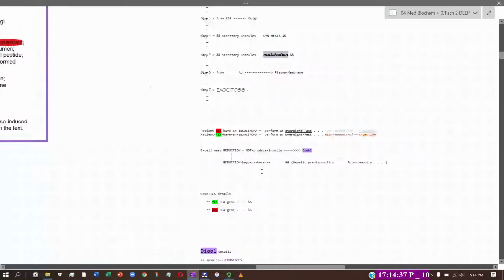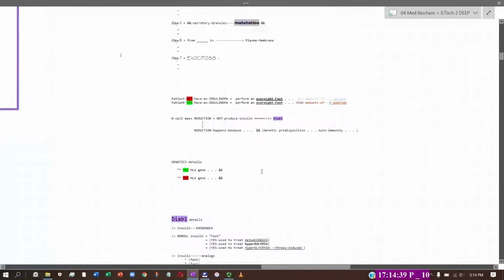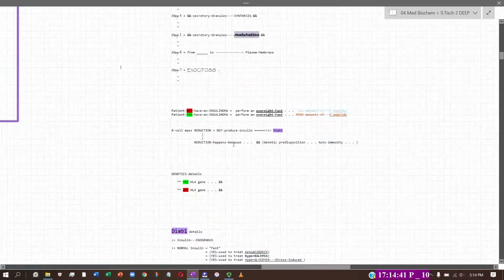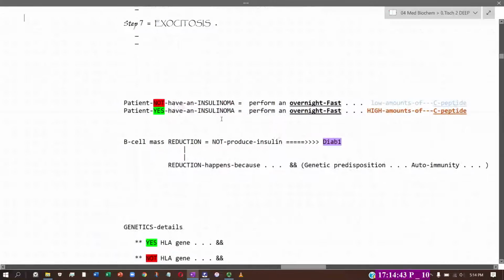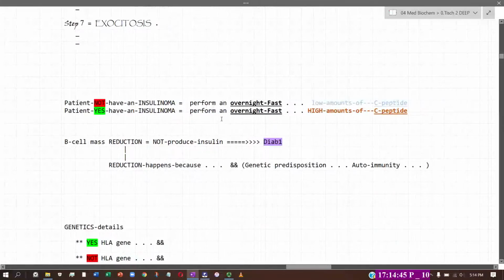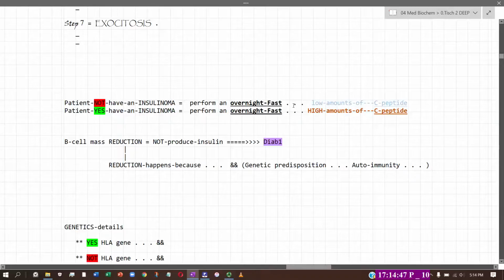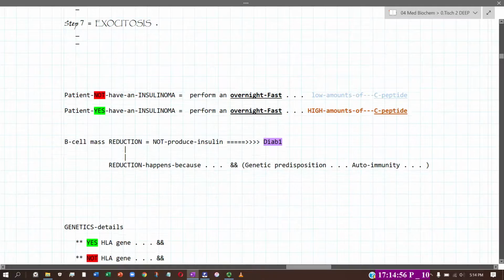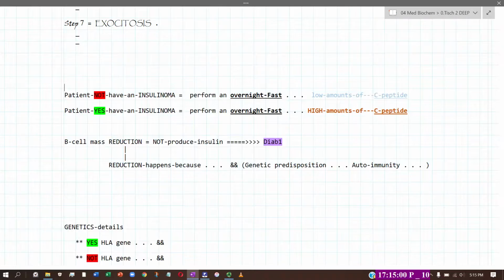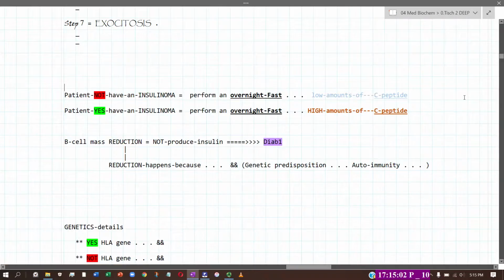Cool. Some other notes related to that are as follows. If a patient does not have an insulinoma and they perform an overnight fast, there will be low amounts of C-peptide. However, if a patient does have an insulinoma and they perform an overnight fast, there will be high amounts of C-peptide.